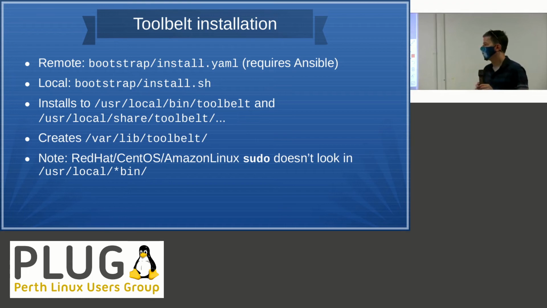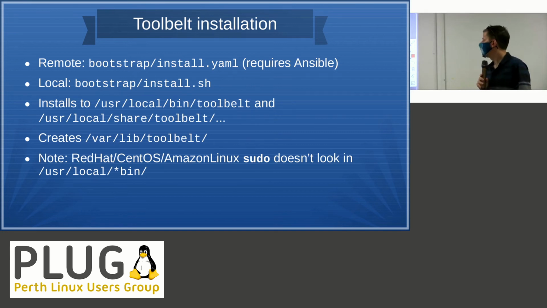Here's how you install Toolbelt. The process of installing it is a bit messier than actually using it to install stuff. This is a bootstrapping problem. And so there's a bootstrapping subdirectory in the GitHub repo, and I'll actually show you the GitHub URL at the end of the talk. So you can either do a remote installation by using an Ansible playbook, or you can clone the GitHub repo onto your server and run bootstrap/install.sh, which I'm pretty sure will work. I made some fixes to it today.